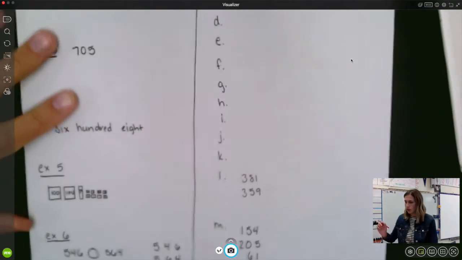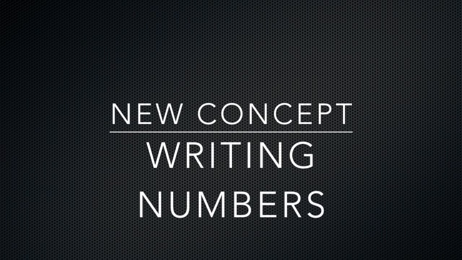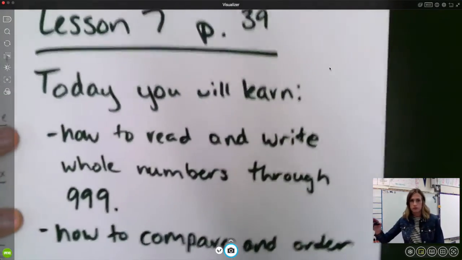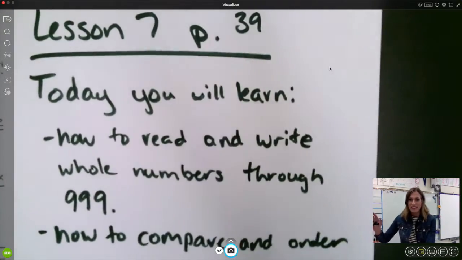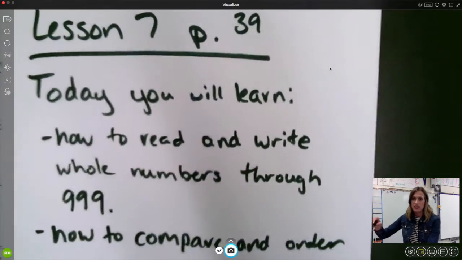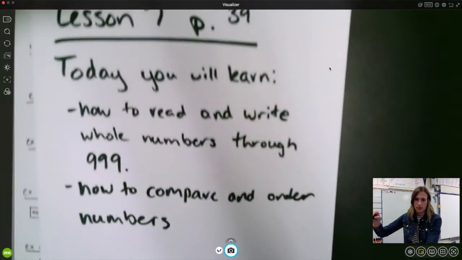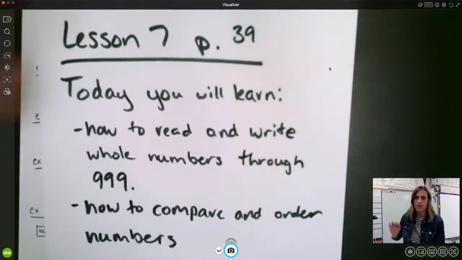Go ahead and flip over your sheet. Today we're talking all about writing numbers. All right, 3rd grade. Today I'm going to be doing our math lesson under my dot camera because today we're going to write a whole ton of numbers. And I think it's going to be easier to see if I put it under here.